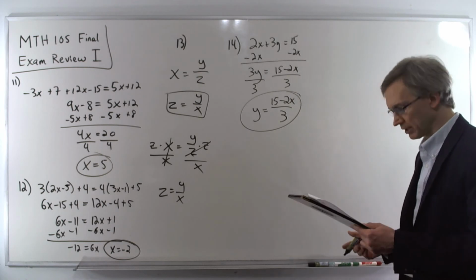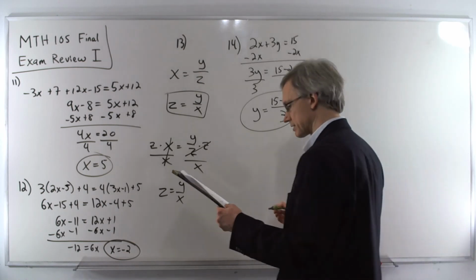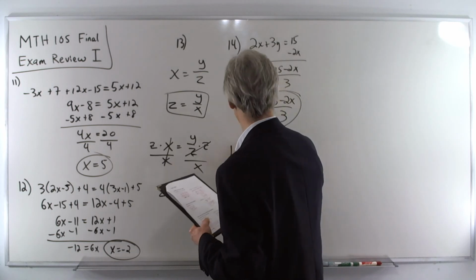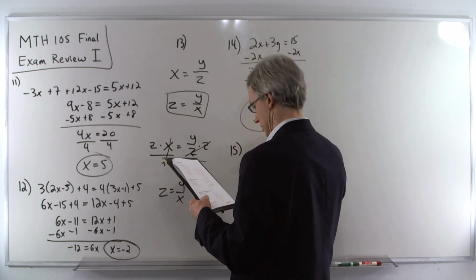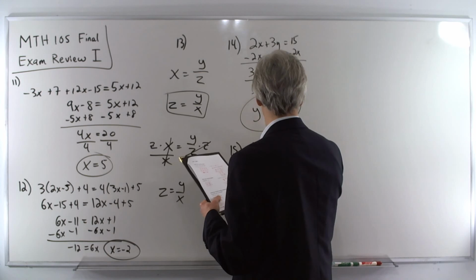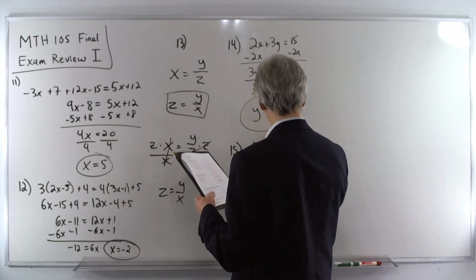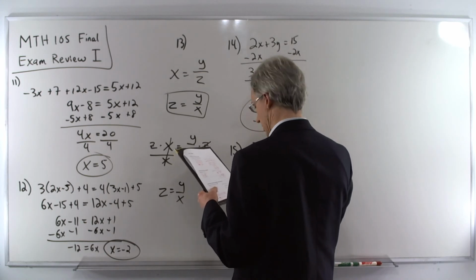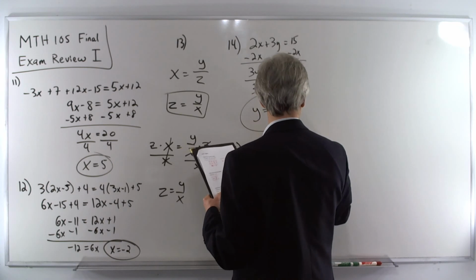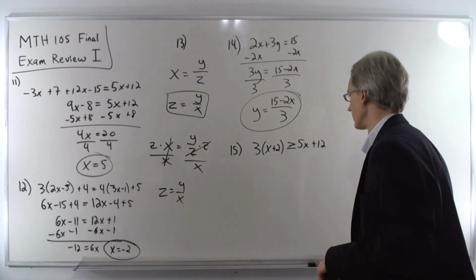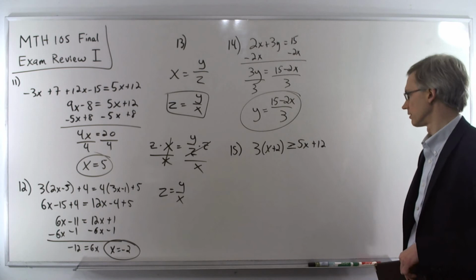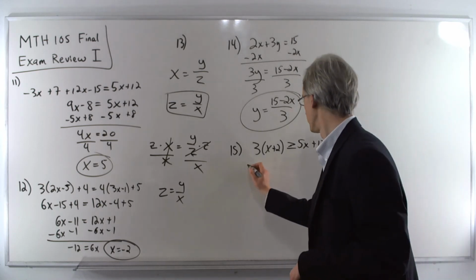Now we're going to solve some linear inequalities and graph the solutions. But for number 15, 3 times x plus 2 greater than or equal to 5x plus 12. All right, we're going to solve this now. Start by distributing.